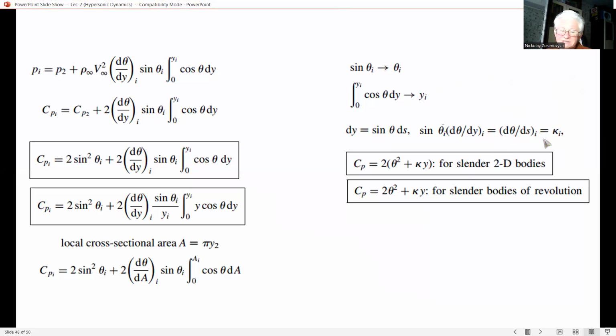And thus, our final two expressions become, dropping the subscript, this one for Cp equals 2 times theta squared plus kappa y for slender two-dimensional bodies, and Cp equals 2 times theta squared plus kappa y for slender bodies of revolution. Right?